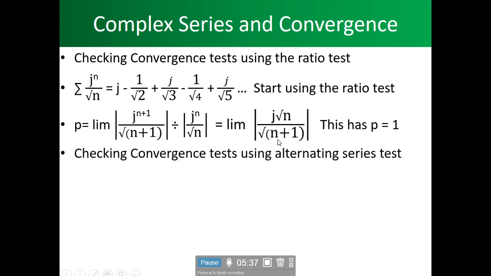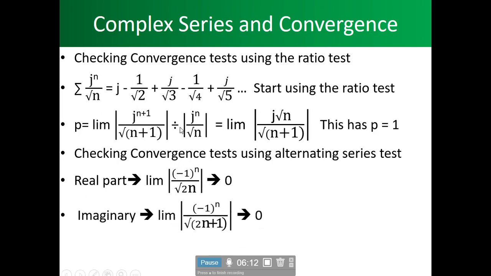So let's try another test. What would be a good test? Now you can see these are alternating numbers. We have a plus j, a minus 1/2, minus 1 over the square root of 2, then we have another plus j over 3. And we see that this is constantly changing. Since it is constantly changing, the alternating series would be a good one to use. So we'll use the alternating series, and as we use it, we'll be able to see that these numbers are changing for the real and the imaginary part.